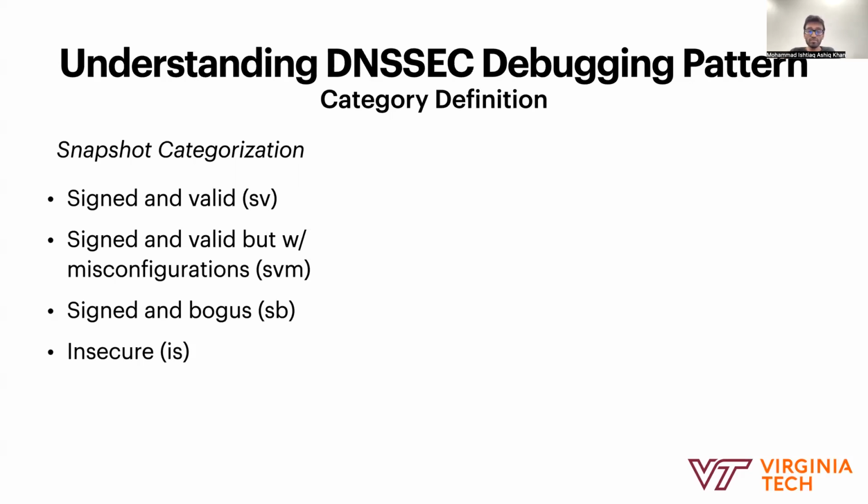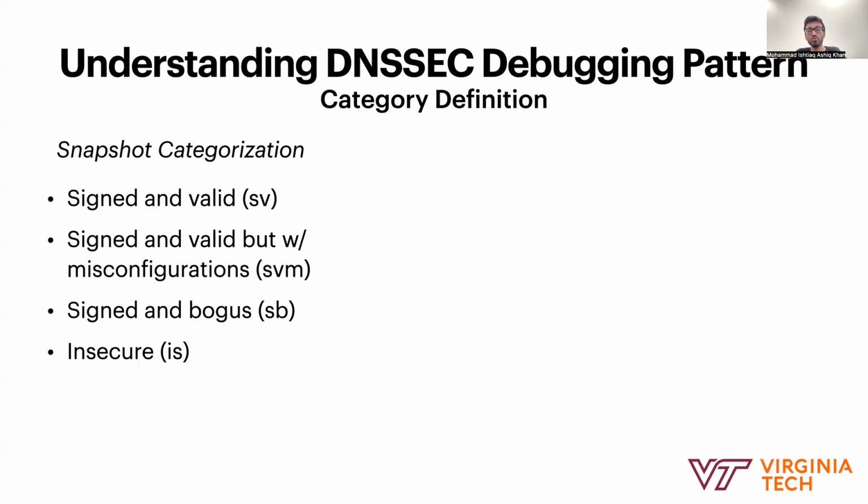Then there is silent valid but with misconfigurations, or SVM in short. This category basically means that there are some DNSSEC errors present in the snapshot, but generally these errors do not cause SERVFAIL. So for example, a non-zero iteration count in NSEC3. Generally, this is an RFC violation, but the resolvers tend to ignore that and do not cause SERVFAIL or trigger a validation error. So these sorts of errors are categorized into the SVM category.